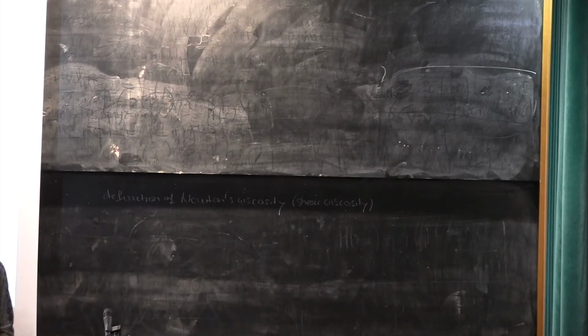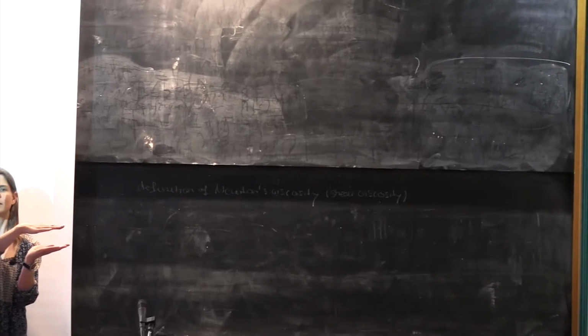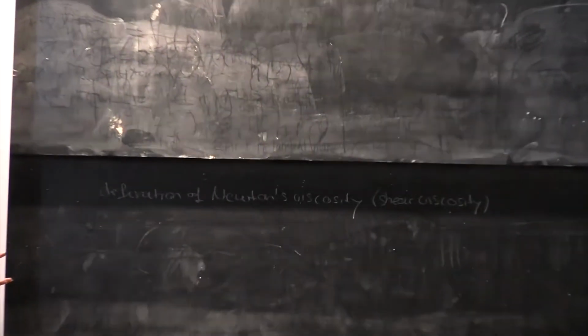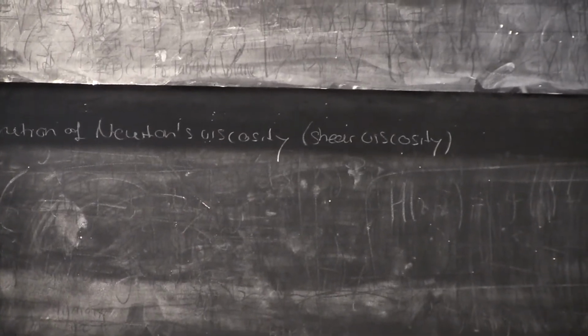His basic idea was that you put a fluid between two plates, you translate the upper plate, you apply a certain force, and you look at the velocity of the upper plate. If you have a Newtonian fluid, if you double the force, you will double the velocity. Basically, that's his definition of the viscosity.